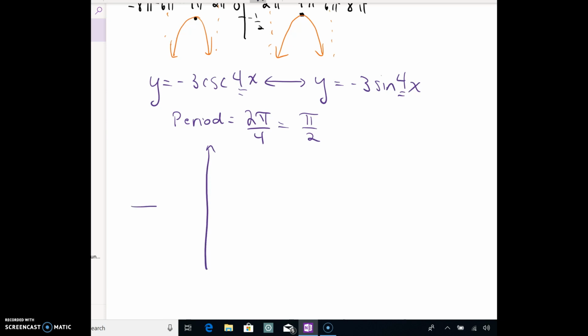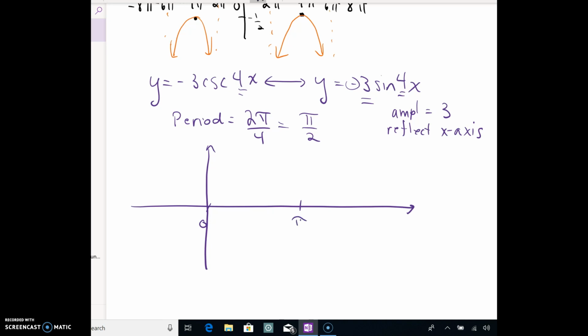Okay, so we have a horizontal shrink. We also have an amplitude of 3. Notice that it's negative, so we're going to reflect. Okay, so we're going to start here at 0. We're going to end here at pi over 2. And when we take our pi over 2 and divide it by 4, that's pi over 2 divided by 4, which is the same thing as saying pi over 2 times 1/4. That's going to give us pi over 8.